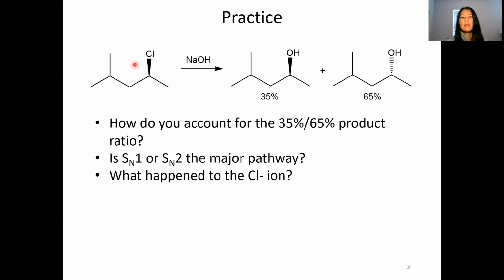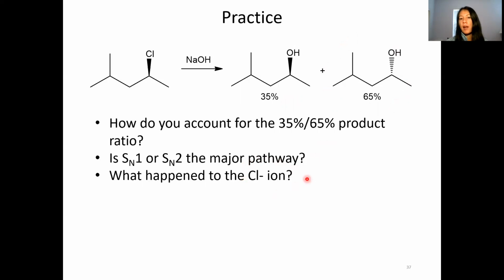One, there isn't a huge incentive for the chloride to be the leaving group because you form the secondary carbocation, which can happen. So you can have this strong nucleophile come in and just do an SN2 inversion on it. In that case, though, you would have expected 100% of the inversion product, but we don't see that. We actually see only 65%. So here you would have a mix of both the SN1 and SN2 happening.